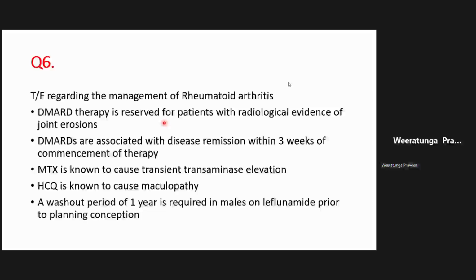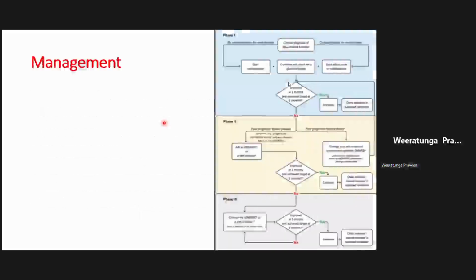Now, there are three types of DMARDs. Number one, conventional synthetic DMARDs. Methotrexate and leflunomide are examples of that. Then you have biologic DMARDs, such as infliximab.